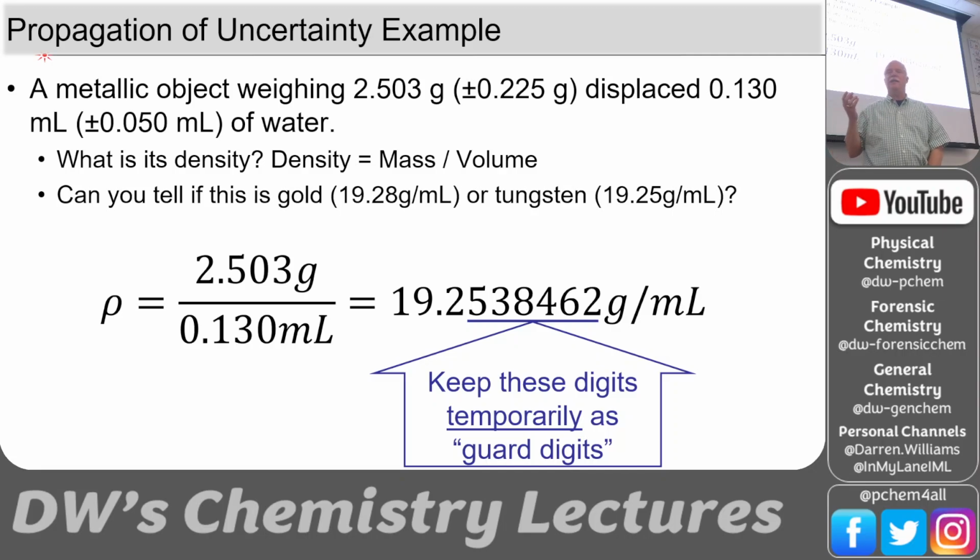And then the second question is, is this gold or tungsten? Now, it would be pretty easy to look at the two, because gold is yellow colored and tungsten's kind of a dirty gray. But let's say we can't do that. So we're just going by the density only. And the gold is 19.28, and the tungsten is 19.25 grams per mL. So which is it?